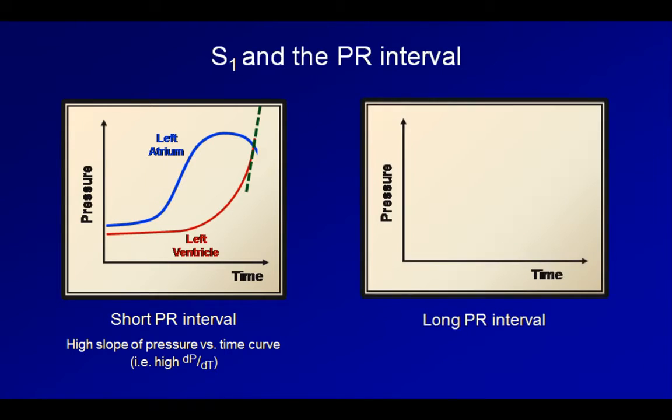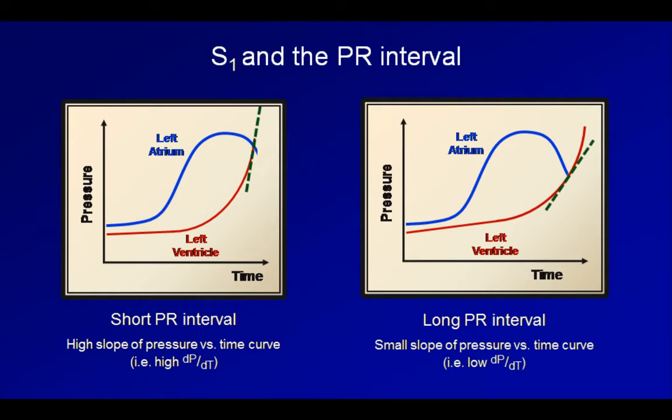In the second graph, we see the situation with a long PR interval. In this case, the left ventricle is still in its early, still accelerating phase of contraction when its pressure exceeds that in the left atrium. Therefore, the slope of this curve here is relatively less, which will result in a relatively softer S1.